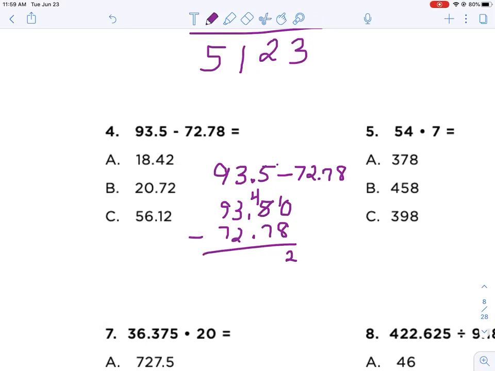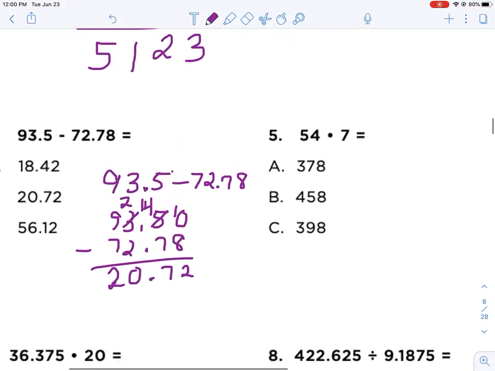Now the same thing's going to happen in this one. I can't take 7 from 4, so I'm going to borrow from this spot. Make that a 14. 14 minus 7 is 7. Decimal place comes down. 2 minus 2 is 0. 9 minus 7 is 2. So our answer is B. Multiplication, let me just remind you. We're going to multiply the 7 times the 4, carry the 2 from the 20, multiply the 7 times the 5, that's 35, add that 2 onto there, there's 36.